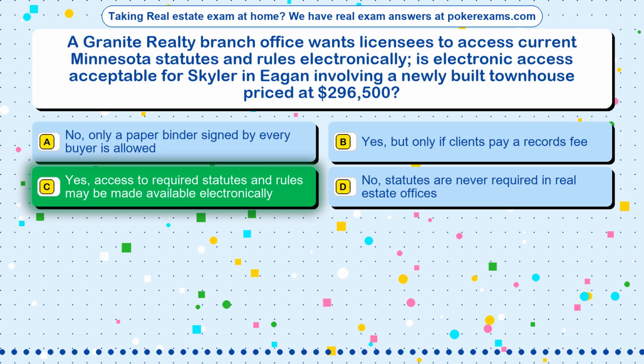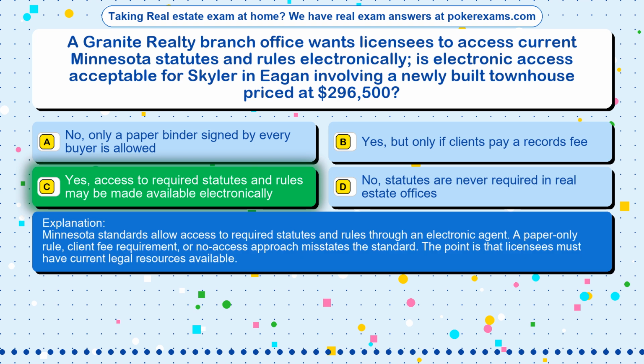The correct answer is option C. Yes, access to required statutes and rules may be made available electronically. Minnesota standards allow access to required statutes and rules through an electronic agent. A paper-only rule, client fee requirement, or no access approach misstates the standard. The point is that licensees must have current legal resources available.